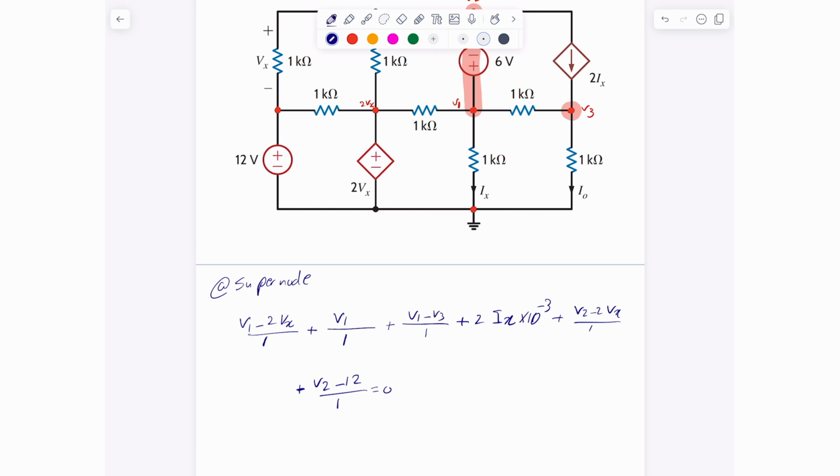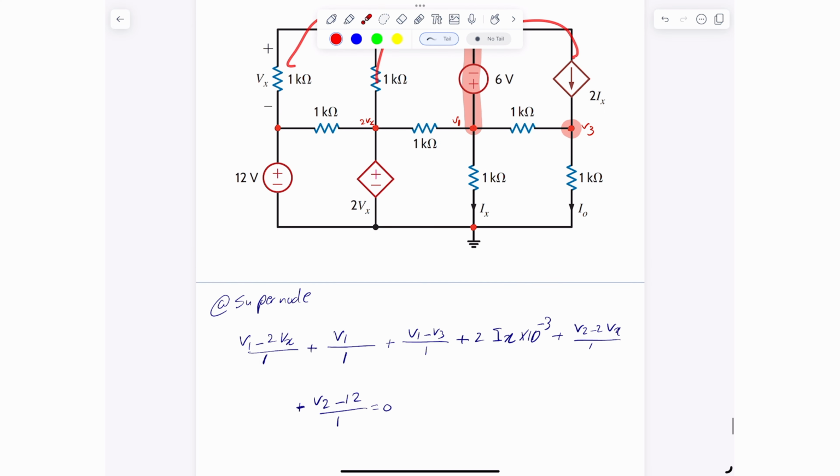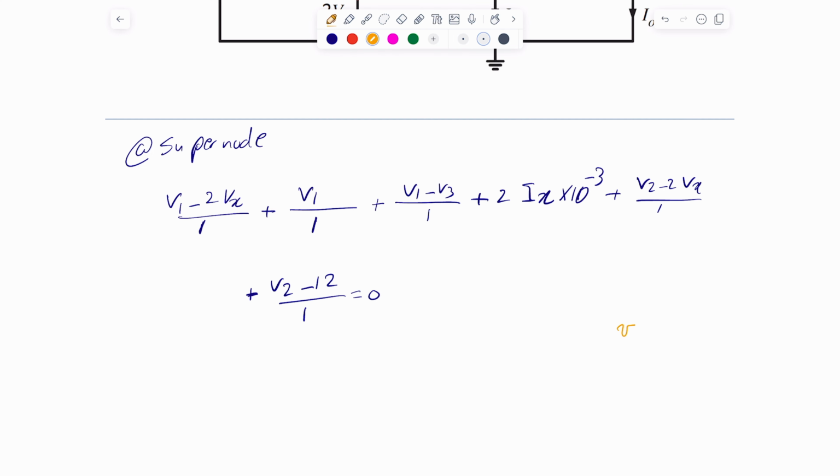So I believe I accounted for all the currents. This current I did, and this one, and this one. All right, so this is just one equation. It just happened to be a large equation. And in this equation, what I do see is I have V1, Vx. Let me just write them down. This is what I have: I have V1, I have a Vx, I have V3, and I believe I have V2. And I have Ix.